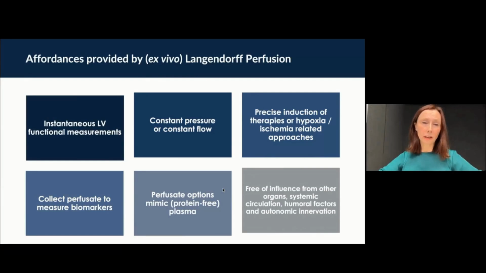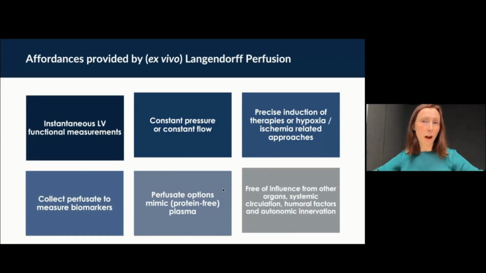The next affordance is obviously the capacity to have constant flow or constant pressure delivered to the heart. It also allows me precise induction of when I give the heart a therapy or when I give it hypoxia or ischemia. And this is really important because I need to make sure my samples are really reproducible. And if I can't do that, then I'm introducing an extra variable that my techniques might very well pick up. And that's one of the things I have learned along the way. The next affordance that my Langendorff provides is the capacity to collect perfusate, to assess biomarkers that are released from the heart that might validate my Langendorff approach.